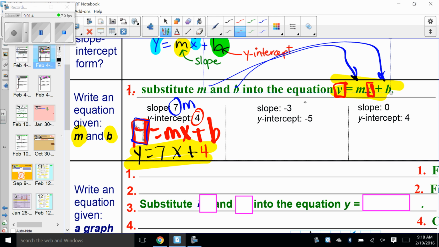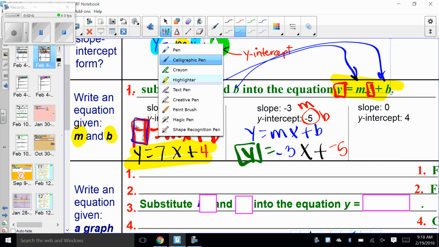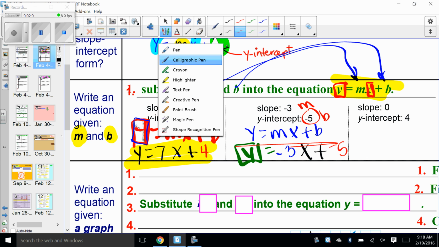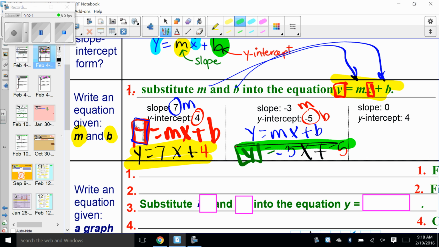Next one, we have m and we have b. So we have the equation y equals mx plus b. Y is a stop sign. The slope is -3. So we're going to go ahead and put a -3 in the m spot. X is a stop sign plus the b value, which is -5. So we have y equals -3x plus -5. Done. All right, next problem.